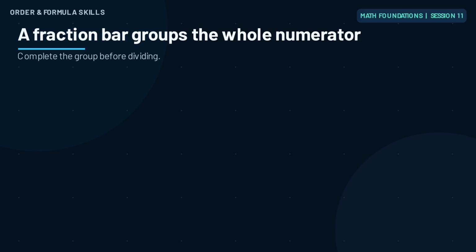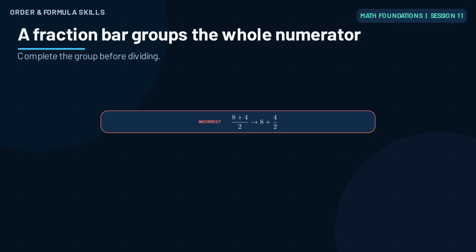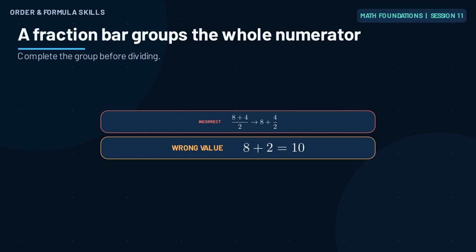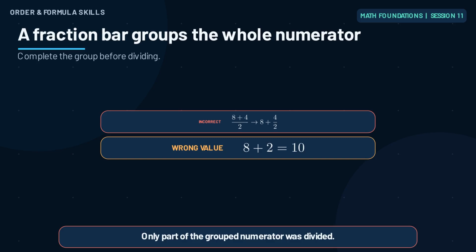A fraction bar groups its complete numerator and denominator. For (8 plus 4) divided by 2, incorrect work may divide only 4 by 2. That produces 8 plus 2, or 10. The numerator is the complete group 8 plus 4, so it must be finished before division.